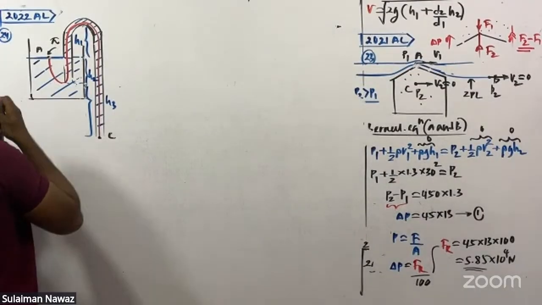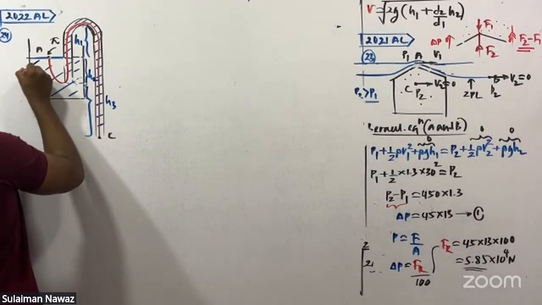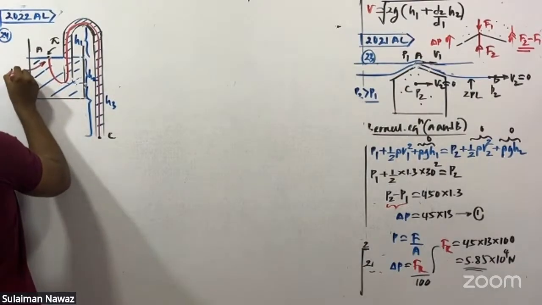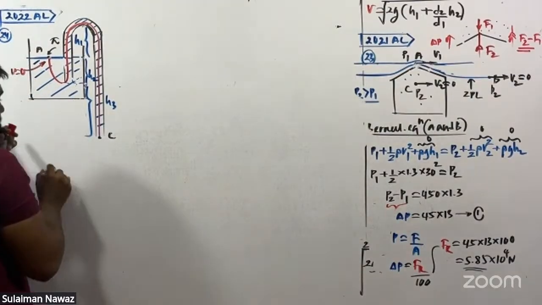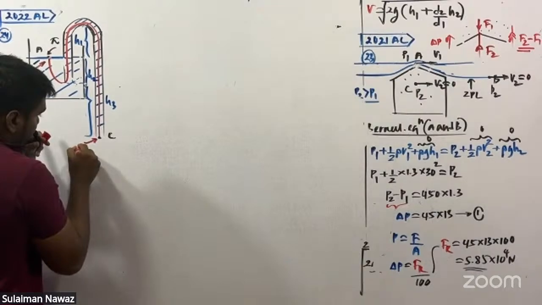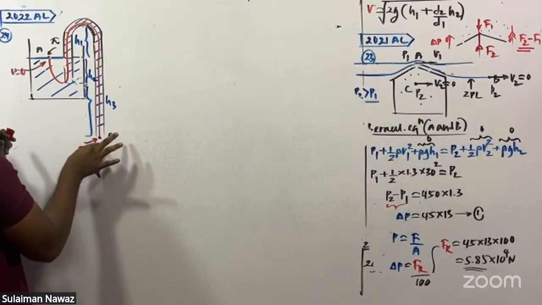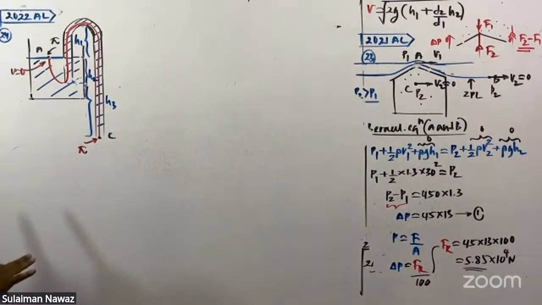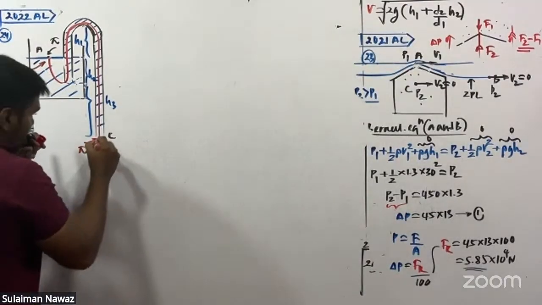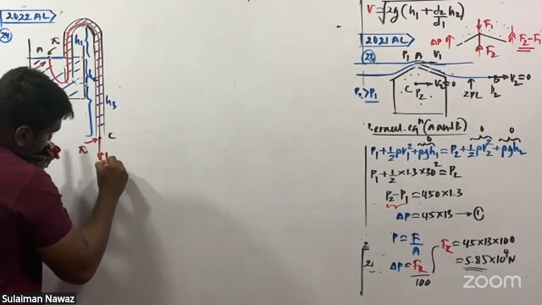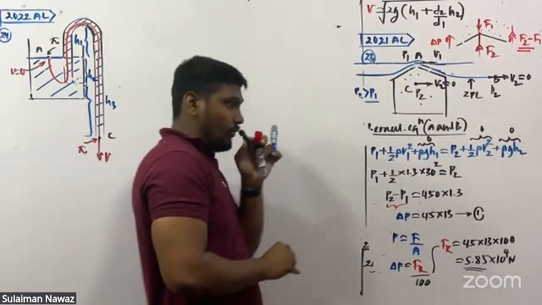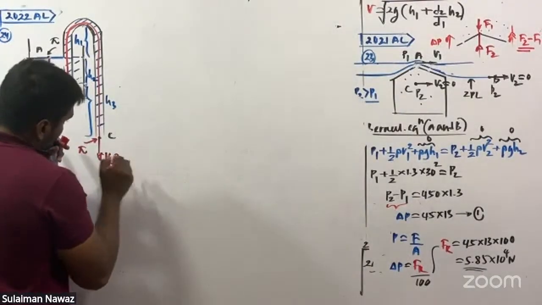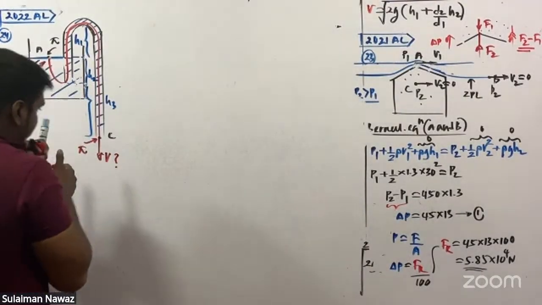Here also, point C is open to atmosphere. Pressure at point C is going to be atmospheric pressure. But this point C has a velocity. That's what I want to find in the question. In the question, I want to find the velocity v. What can we do then?